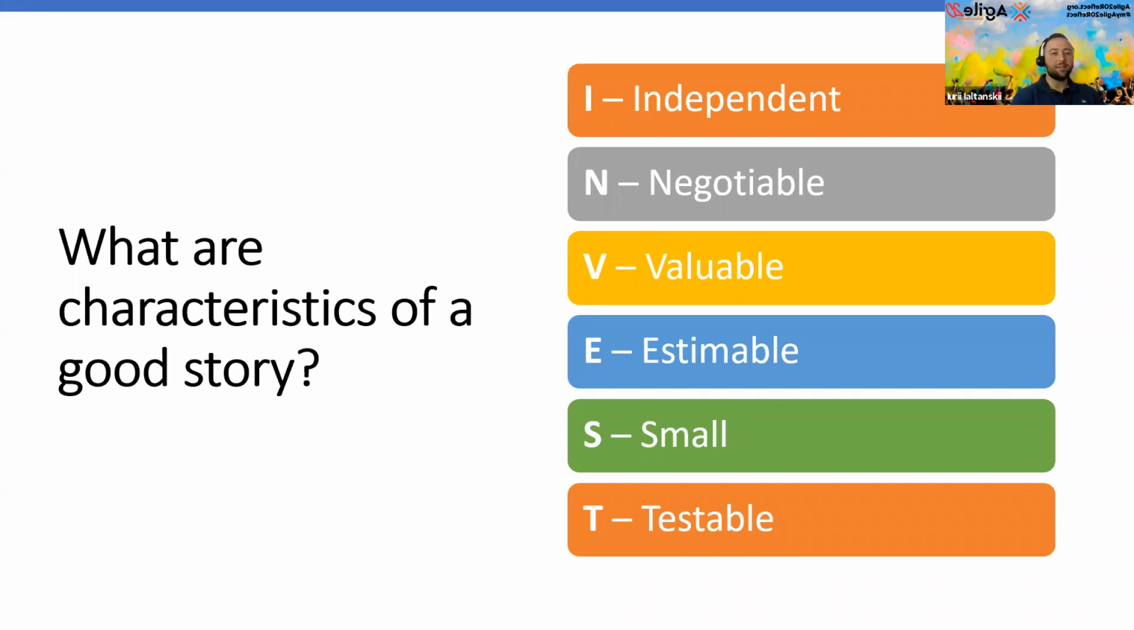Okay, and the last characteristic is that it should be testable, because how do you know that the story is complete and the functionality works as expected? You need to test it, right? So it should be testable. Any questions about these characteristics? Okay.